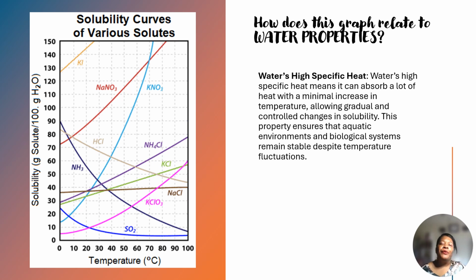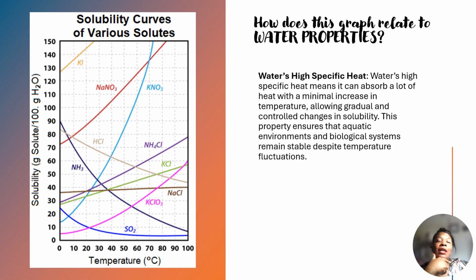Now, you're probably wondering, how does this graph relate to water properties? Let's get into that process. The solubility curve that you see illustrates how the solubility of a substance changes with temperature. For most solids, solubility increases with temperature because higher temperatures provide more kinetic energy to break the intermolecular bonds in the solute and solvent, leading to increased dissolution, meaning dissolving ability, okay?